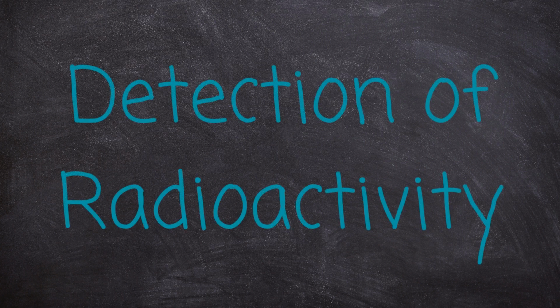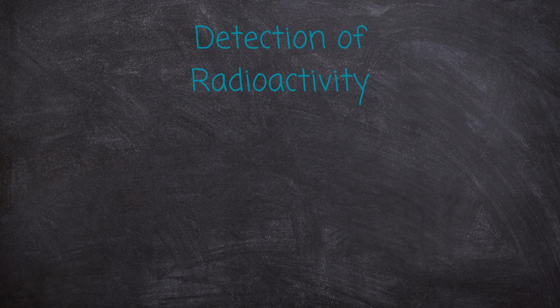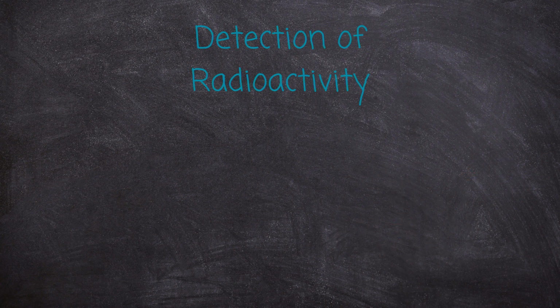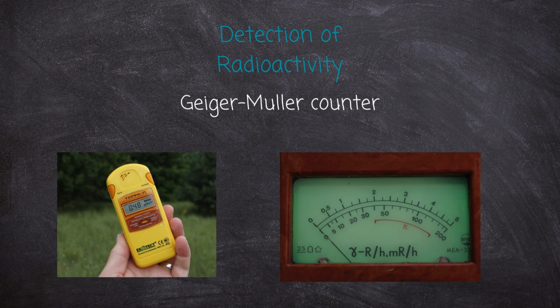Detection of radiation is based on the fact that when radiation passes close to or through an atom, it knocks out electrons, ionizing the atom. Radiation detectors work by detecting the presence of these ions that they produce. A GM counter is a device that produces an electric current when in contact with a radioactive material.